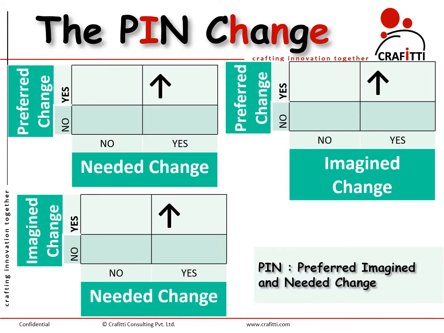When we say PIN change, many times we start with what change is preferred, right? What we prefer, but is it really needed? We may be preferring something. Is it needed by the system, by the context in which the system exists, or the type of society, or the social context in which that particular system, entity, or aspect exists? So preferred and needed is one 2 by 2 matrix. You can evaluate whatever changes you are writing: are they needed? Second is, even if you prefer that change, have you imagined the change sufficiently?